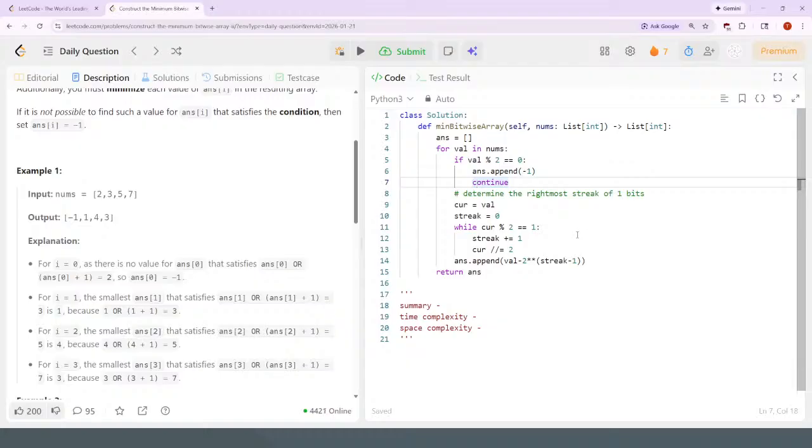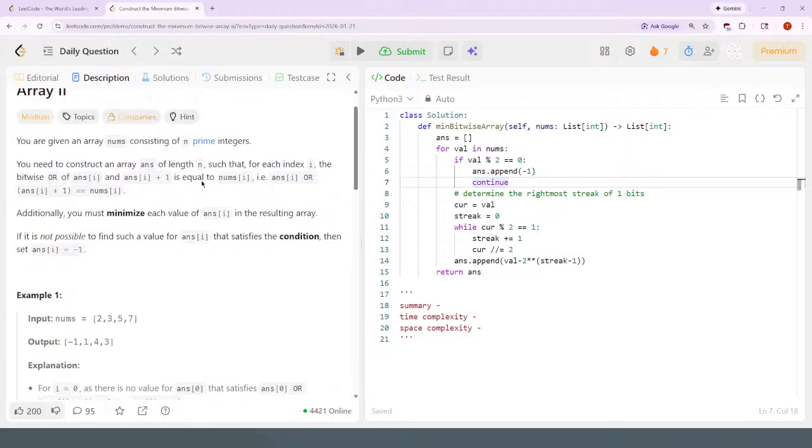You have to find the streak of ones on the right side of the binary number. Binary is a representation of a number. That determines how much you need to subtract by.